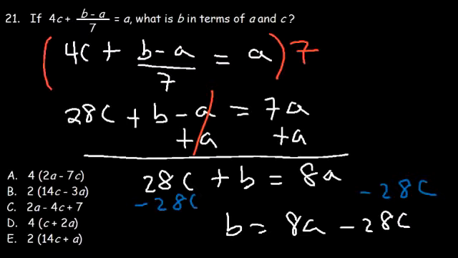So now at this point, we need to factor the GCF. What is the greatest common factor between 8 and 28? The greatest common factor is 4. 4 can go into 8 and 28. So if we take out a 4, 8a divided by 4 is 2a, and negative 28c divided by 4 is negative 7c. So therefore, we can see that a is the right answer to this problem.